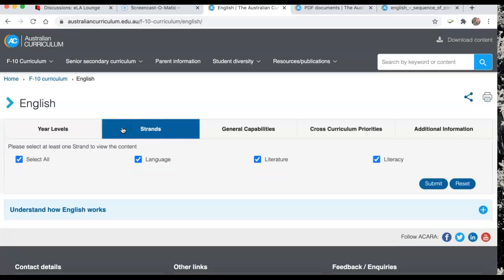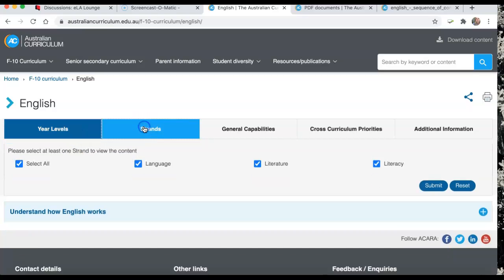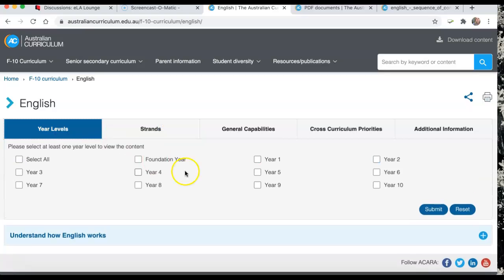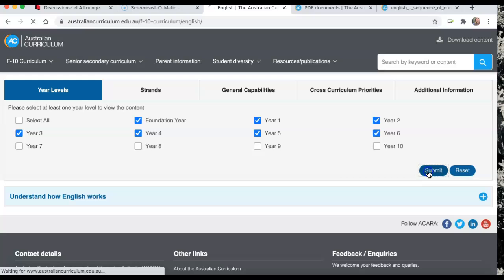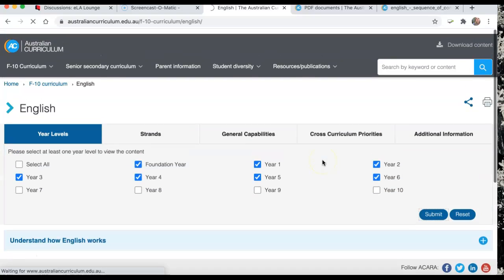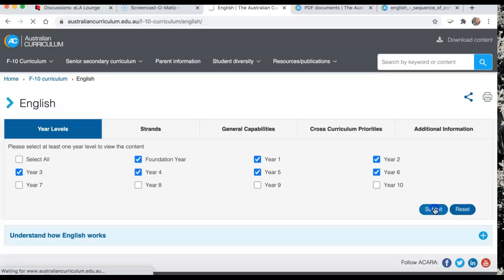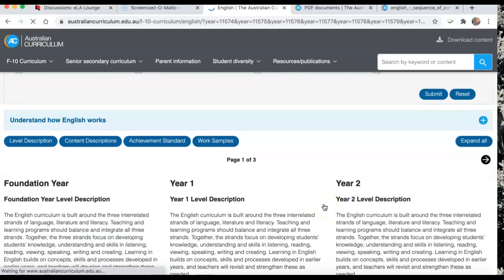So strands are really important because the Australian curriculum is broken down into language, literature and literacy, and also broken down into year levels. So I'm going to have a look at all of those strands, and you can choose a particular year level. I'm going to click on all of the primary years, click on submit, and hopefully that pops up for us. Doesn't want to work. Here we go.